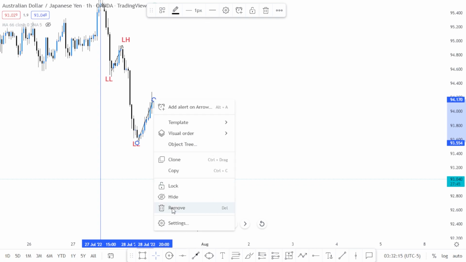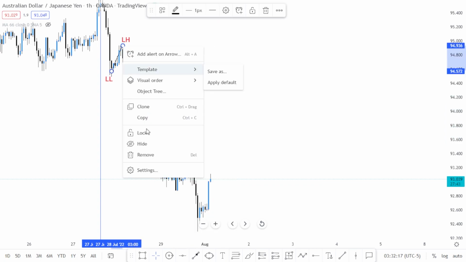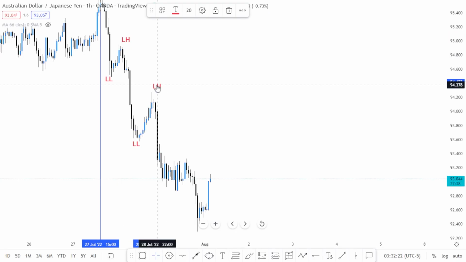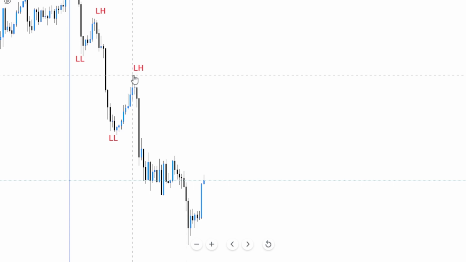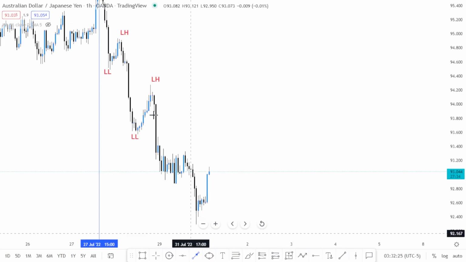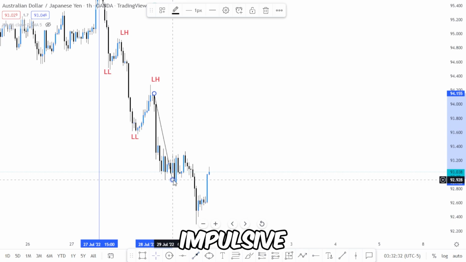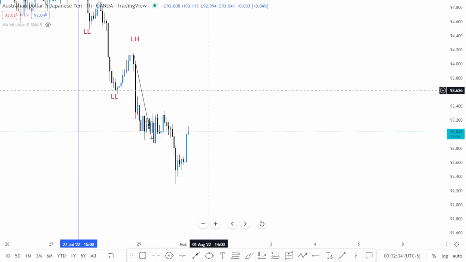And let's remove this lower high created right there. Wow, and this is actually what is going on in the market currently. I feel like taking this trade once I have gotten confirmation. So we had another impulsive move to the downside, creating a lower low.